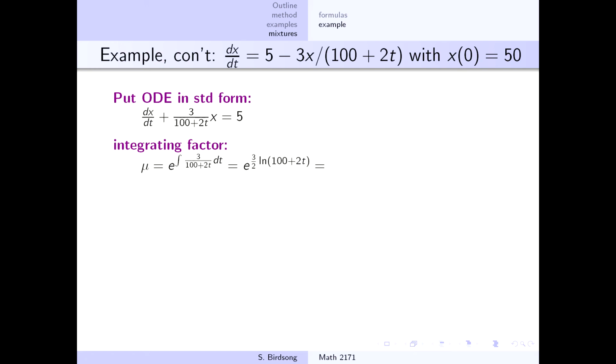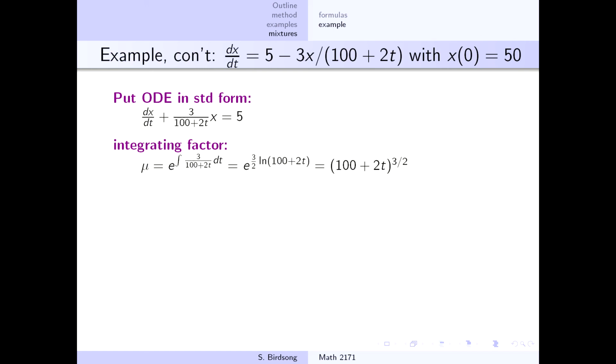Now notice this is the same trick we had before, where we have a log and an e. We've had this several times now. We'll pull the coefficient of the 2 over 3 in as an exponent. Then the e and the natural log will cancel. So this will turn into simply 100 plus 2t all raised to that 3/2 power.